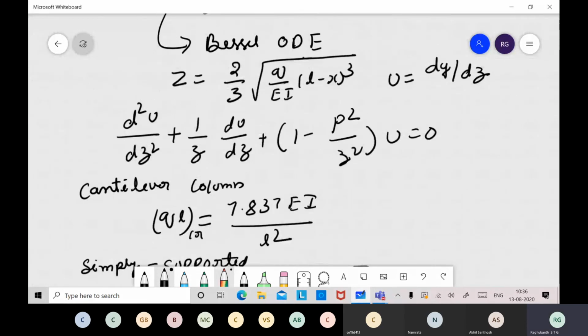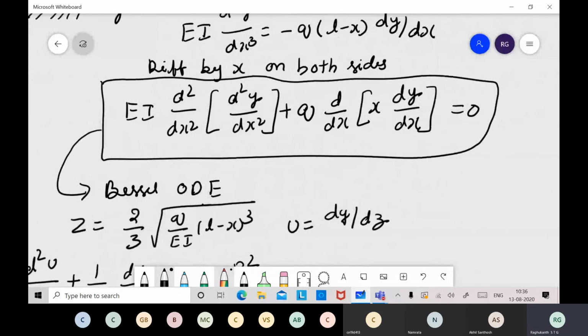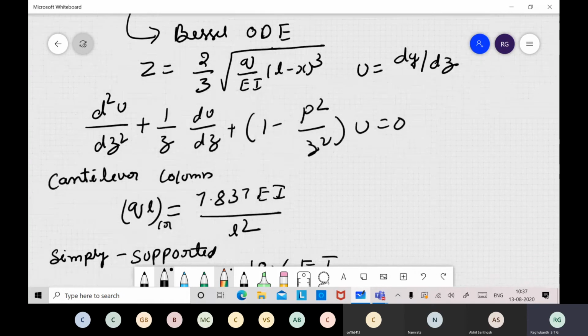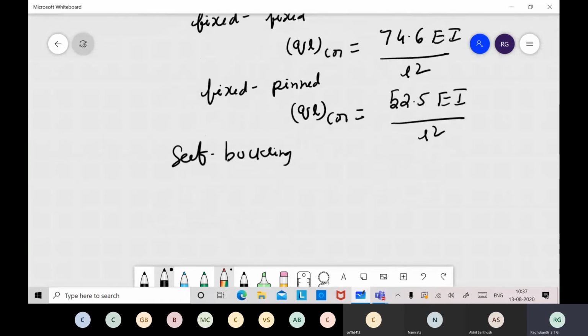So all of you, please remember this equation. If somebody asks you to write the equation of equilibrium for a column under buckling, this is the equation of equilibrium. For a generalized case, you can derive this one. These are the very important things which we have learned. You see the self-buckling kind of a thing.